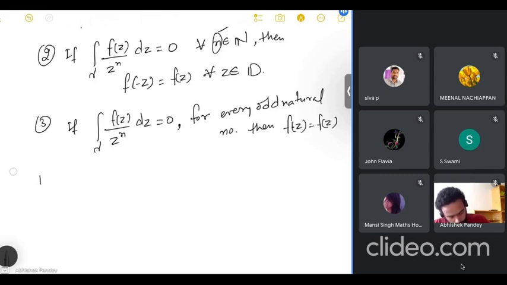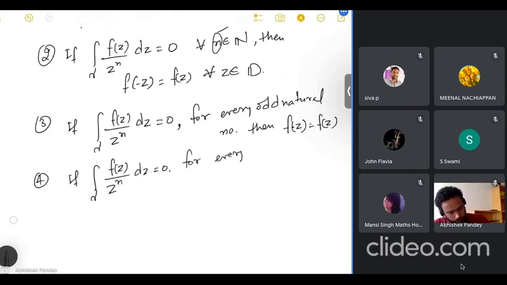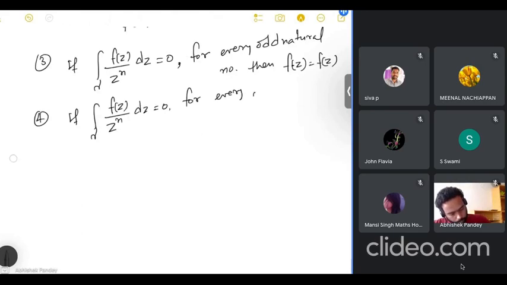Similarly, the fourth one is, if the integral over gamma of f of z upon z to the power n dz is 0 for every odd natural number, then f of minus z is minus f of z.